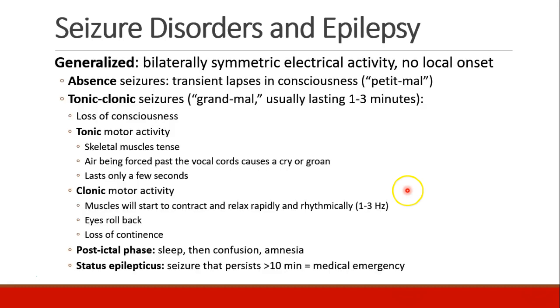Generalized seizures are bilaterally symmetric electrical activity in the brain with no local onset. They come in 2 general categories. Absence seizures are transient lapses in consciousness. It looks like the patient is just spacing out. They used to be called petit mal seizures. And the other is tonic-clonic seizures, also formerly called grand mal seizures. These usually last 1 to 3 minutes and include loss of consciousness.